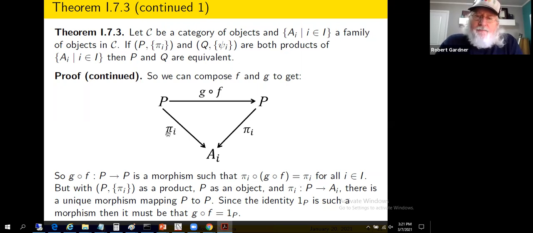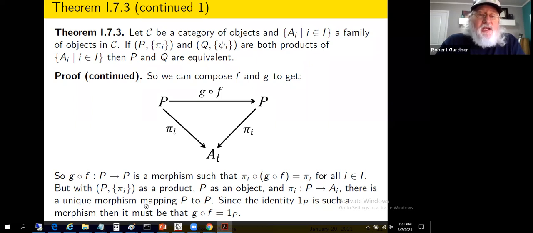We've got, let's see, G composed with F. Pi sub I, so go from P to P with G composed with F followed by pi sub I is the same as pi sub I. This diagram commutes. So that occurs and must hold for all indices. So the product based on the pi sub i's, it's an object. Pi sub I maps the product into the A sub i's.